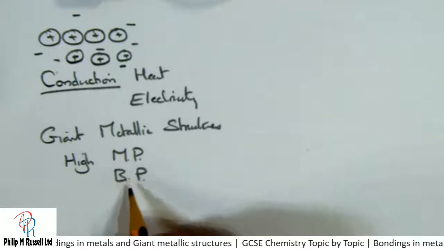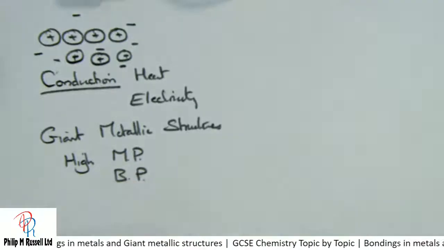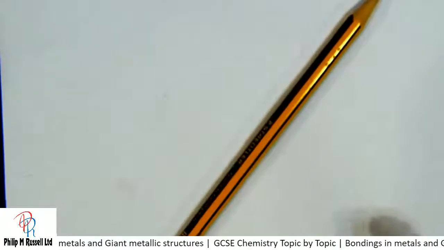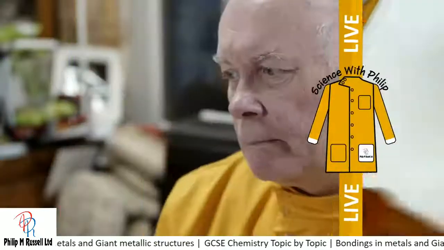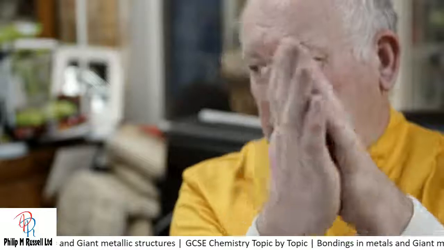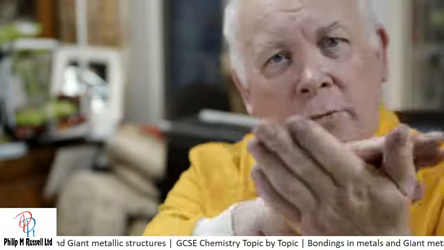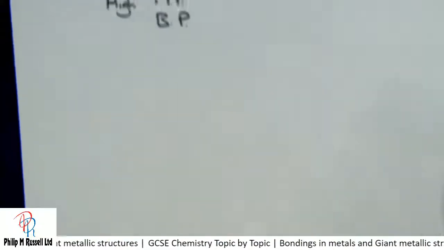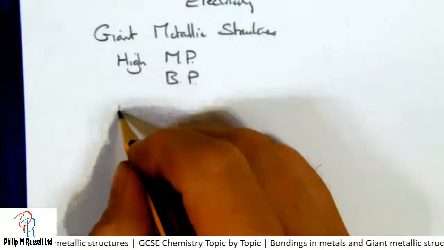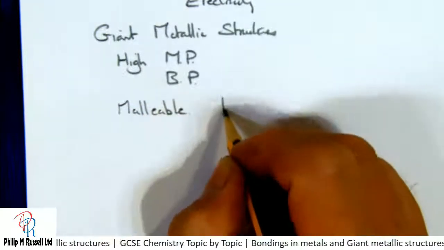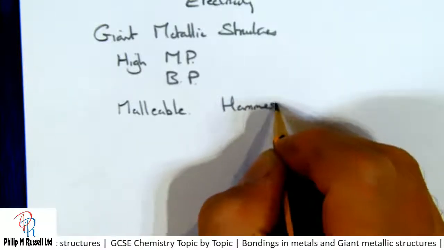Now, this metal forms special little layers. Let's try and show you what I mean. So my metal forms little layers, and these layers can slide over one another, and this gives rise to an important property of metals being malleable. This means to be hammered.